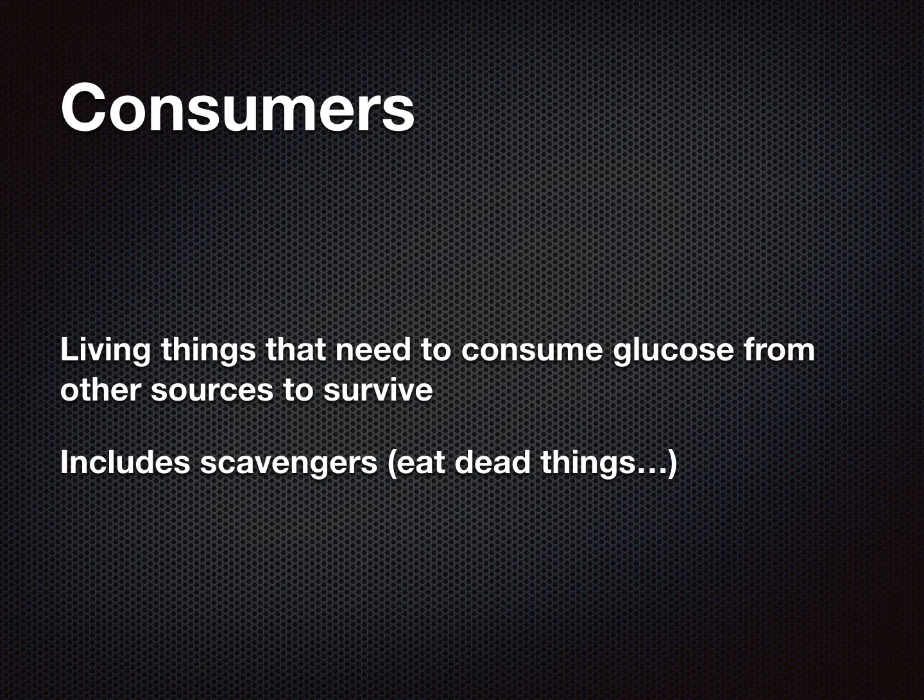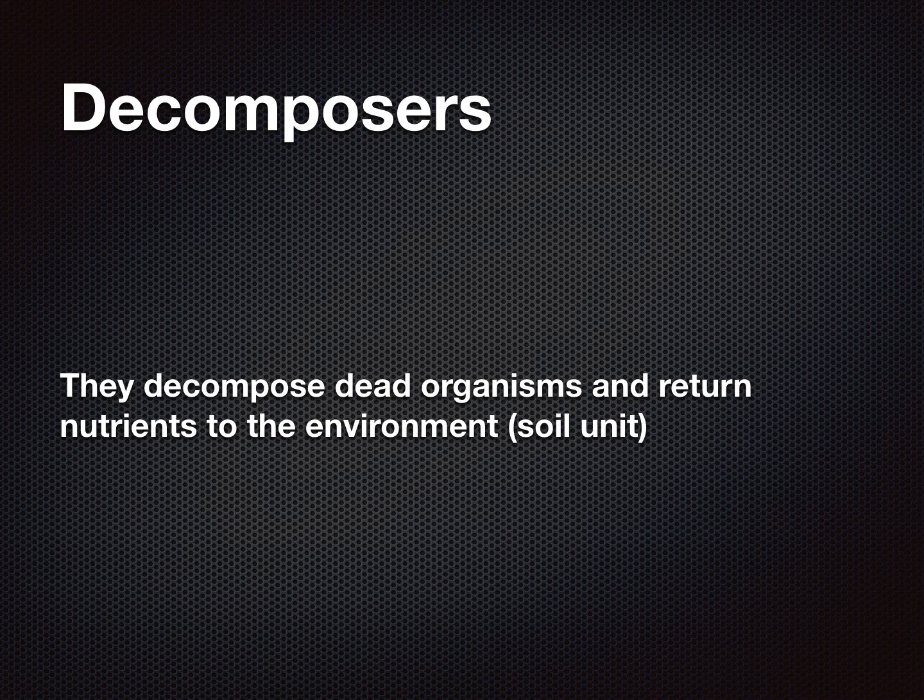They need to consume glucose from other sources to survive. Root word is consume, to take in, and then this includes scavengers. I wrote eat dead things because they don't hunt down their food. They wait for food that's already been hunted to eat and consume. And then decomposers, root word compose, which is to make, and then decompose, to unmake. They break down dead organisms, which could be animals and plants, and return those nutrients to the environment.